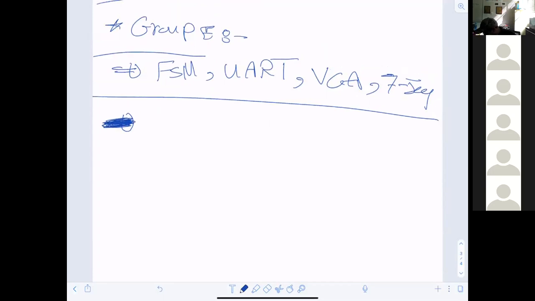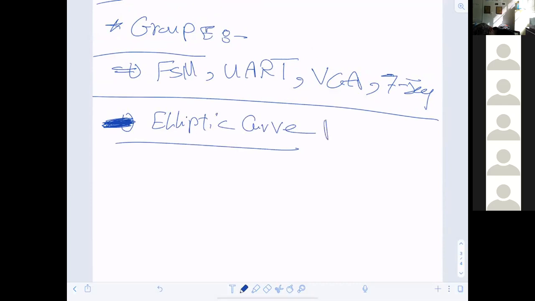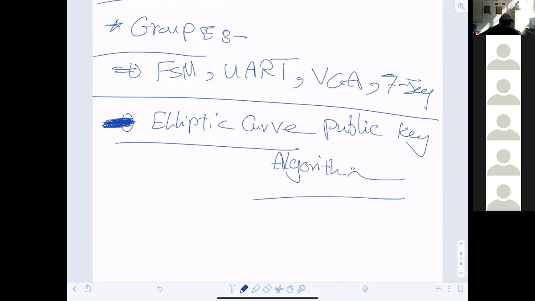Okay. Anyway, let me think. Because I'm printing something on a CD printer. Anyway, so elliptic curve. Elliptic curve public key algorithm. Okay, so you're going to build an elliptic curve public key algorithm.